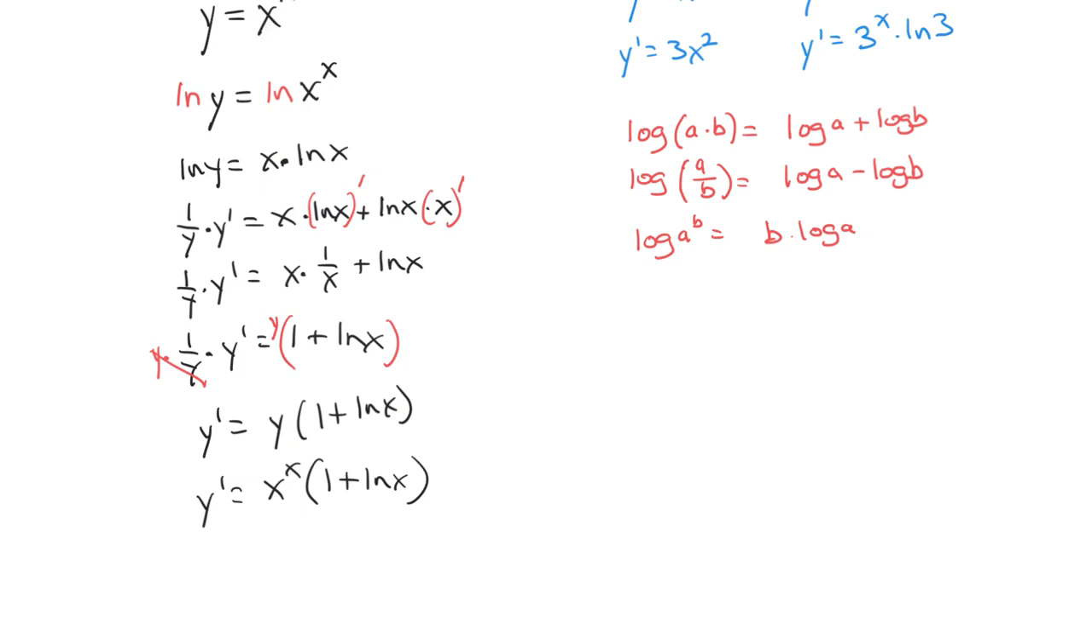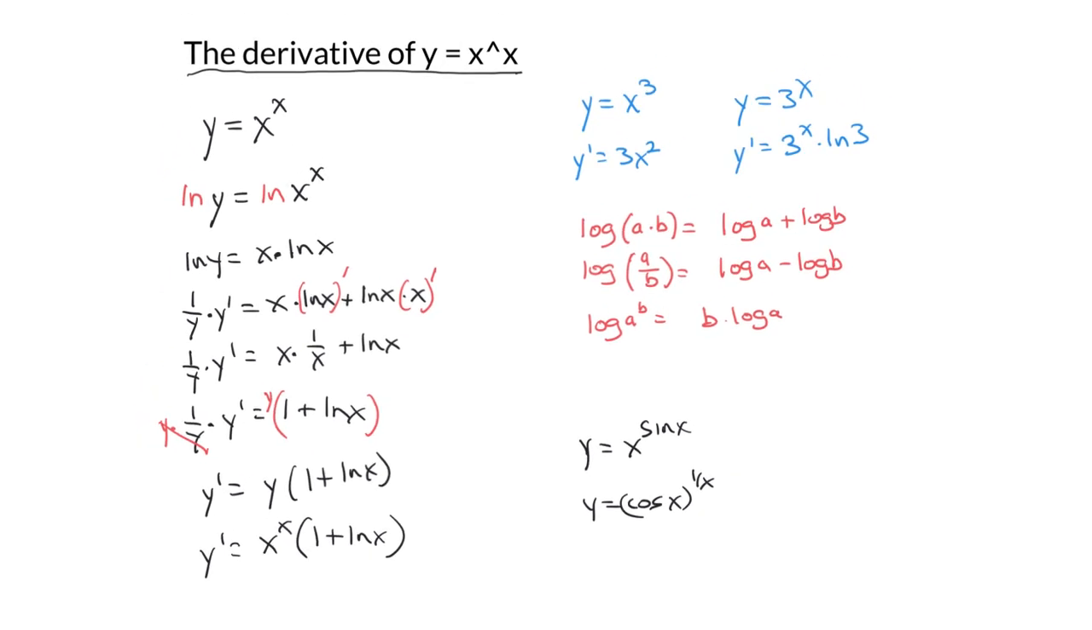Like if you have, for instance, y equals x to the sine of x, y equals cosine of x to the 1 over x. Anything like this where these don't fit either the power rule or this exponential function rule. If there's a variable in the base and also a variable in the power, like there are here and here, then just use natural logs, and the same technique works on all of those problems.